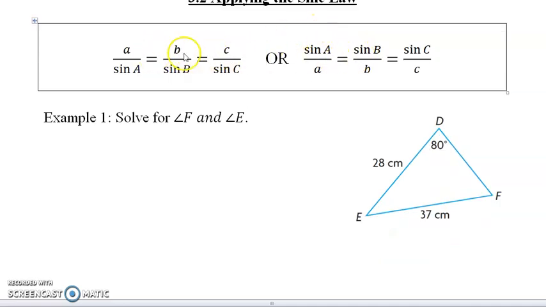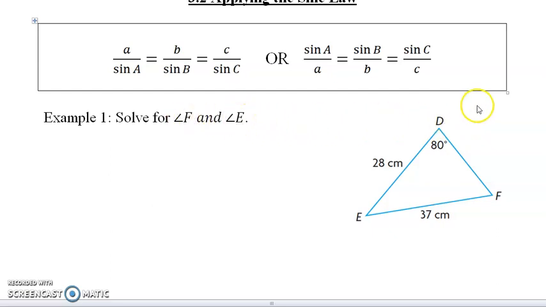So again, you can use either ratio here. You can use it with the length over the sine of the angle or vice versa. And again, you only need two of the ratios, not all three. It's just showing that for the triangle. Okay. So in this one, we're looking for angles F and angle E.